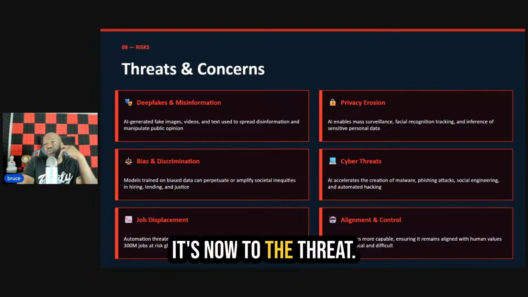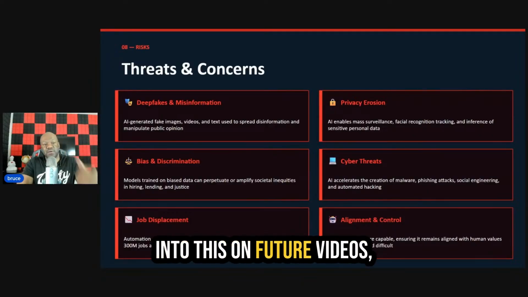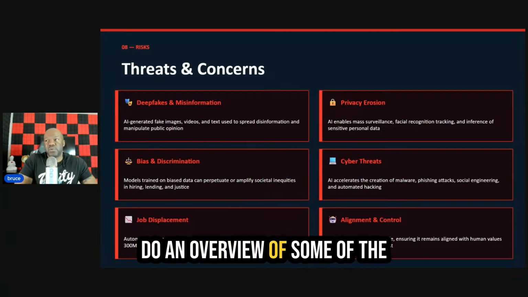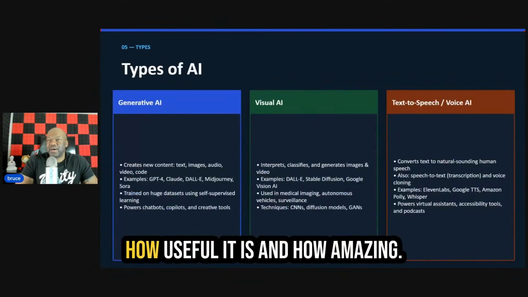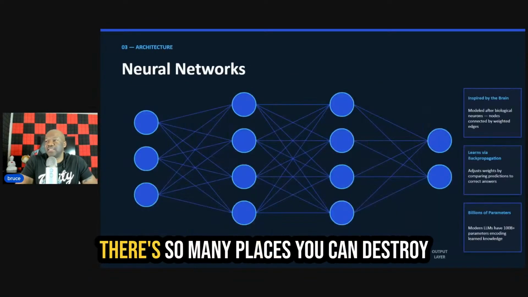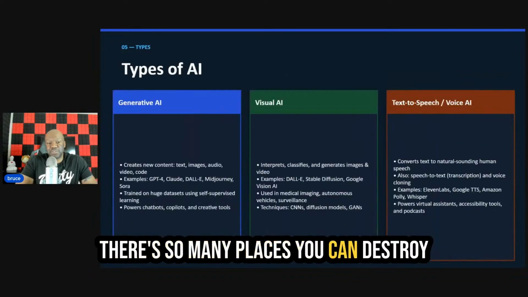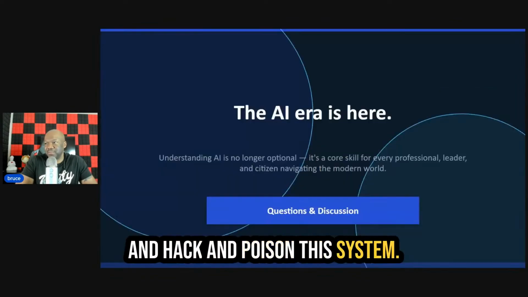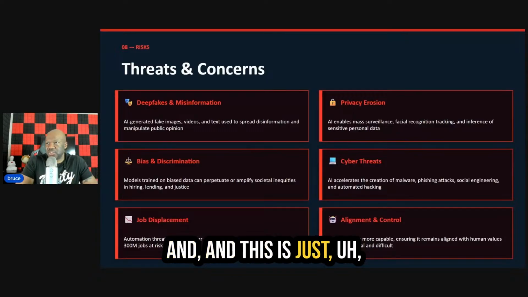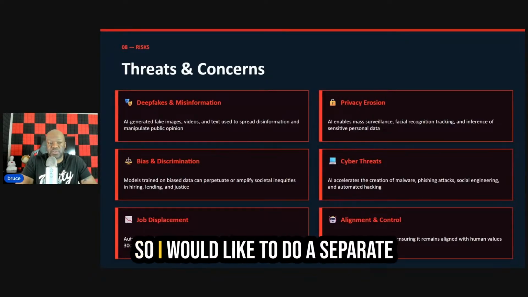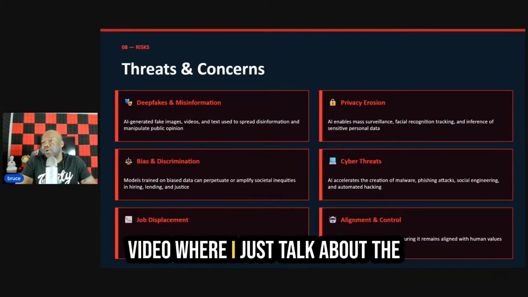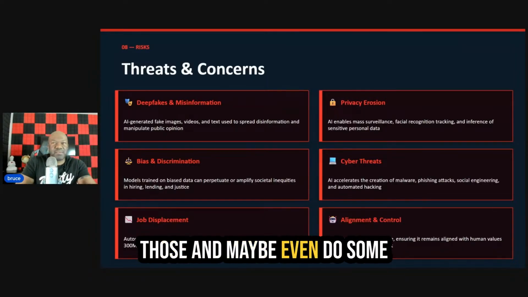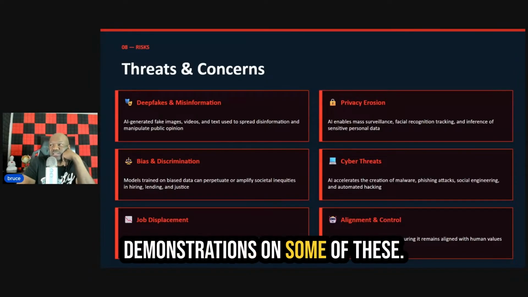And now to the threats. So we're going to go deeper into this in future videos, but I just wanted to do an overview of some of the threats. Like we talked about how useful it is and how amazing. There's so many places you can destroy and hack and poison this system. And this is just the tip of the iceberg. So I would like to do a separate video where I just talk about the AI threats and we go deeper into those and maybe even do some demonstrations on some of these.